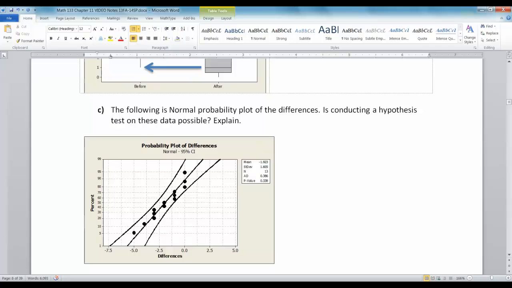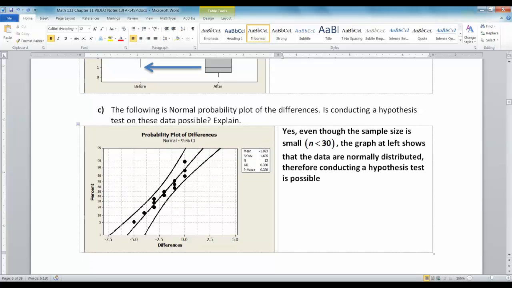So here is fine because all those dots are in there, so that means that it's normally distributed. So let me type that up. There we go. I just typed up what I just said, which is that even though we have a small sample size, less than 30, the graph at left shows that the data are normally distributed, so we're fine for doing a hypothesis test. Actually, we're fine for doing any inferential statistics, confidence intervals, stuff like that.